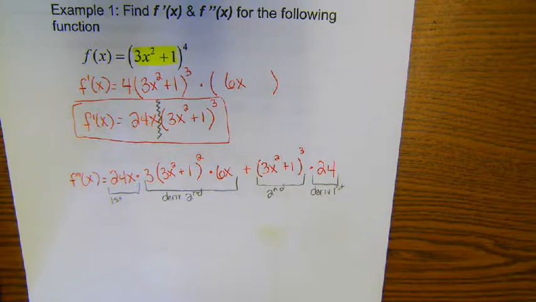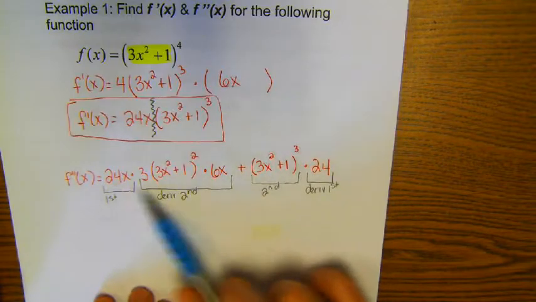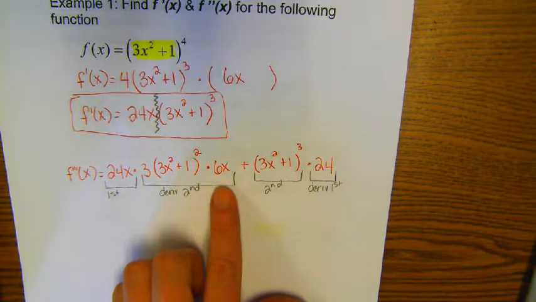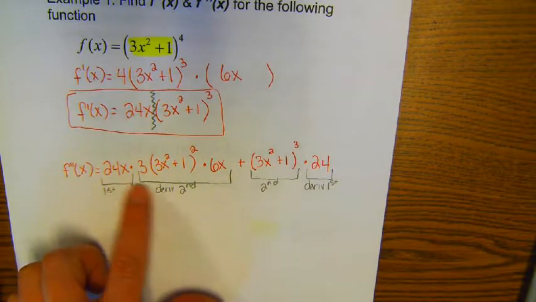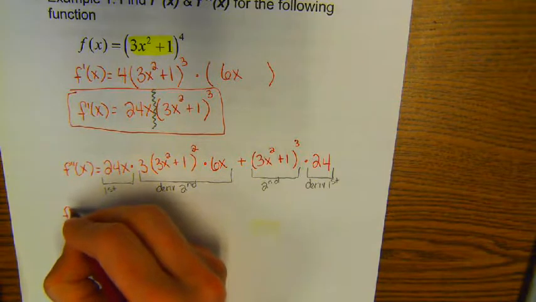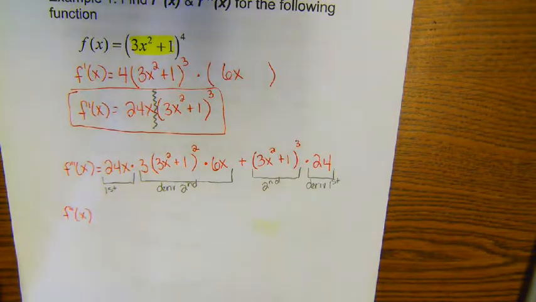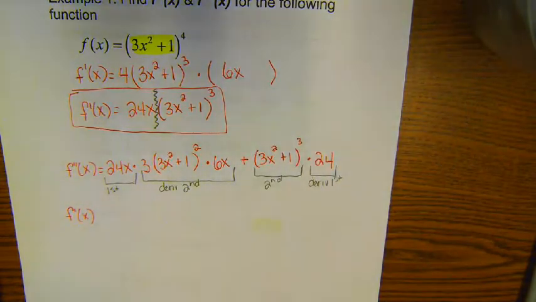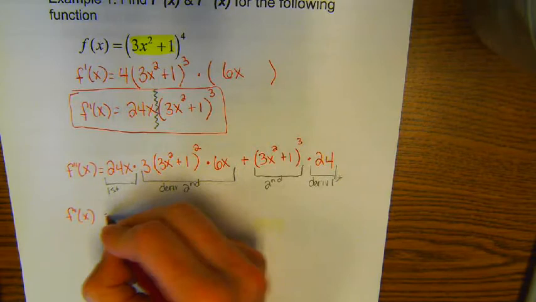So now let's see if we can simplify a little bit. Usually when we simplify, we would like these kind of terms to be out in front. So could I put 6x times 3 times 24x out in front? And what is that? 432x squared.